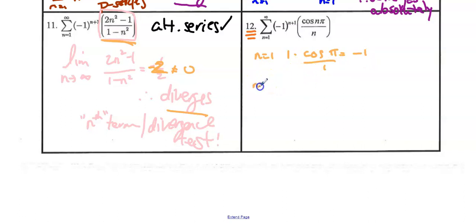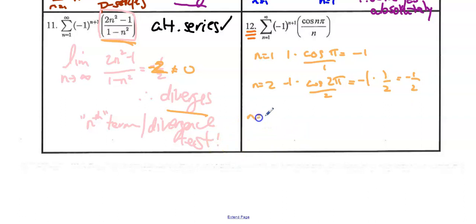Well, then if we plug in n equals 2, we're going to get -1, right? Because 2 plus 1 is 3, a positive 3. And it's going to be cosine of 2 pi all over 2. Well, that's going to be -1 times 1 over 2, because this gives you a positive 1. So it's going to be -1/2.